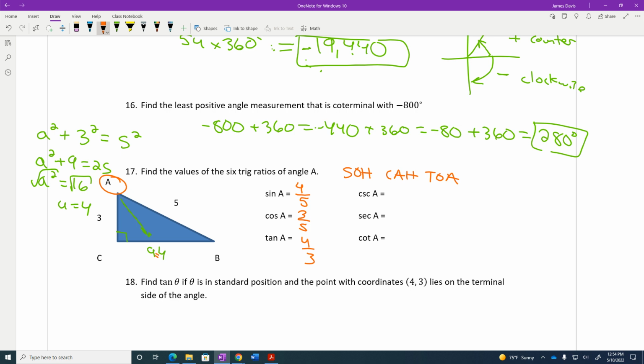Alright, now the other ones, you can look up the ratio, but all of them are just flipped reciprocals. So cosecant is 5 over 4, secant is 5 over 3, cotangent is 3.